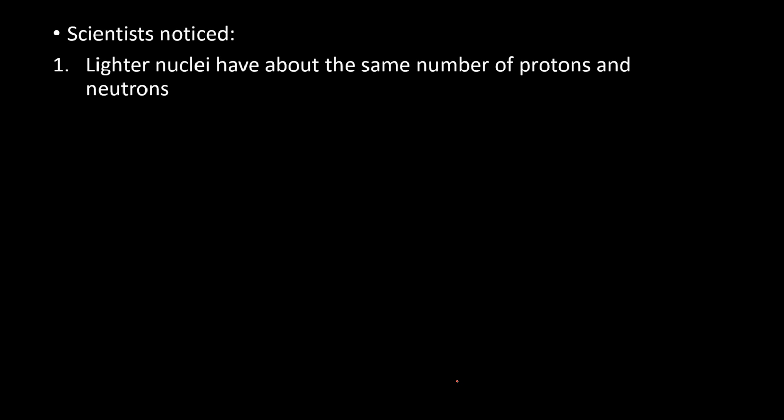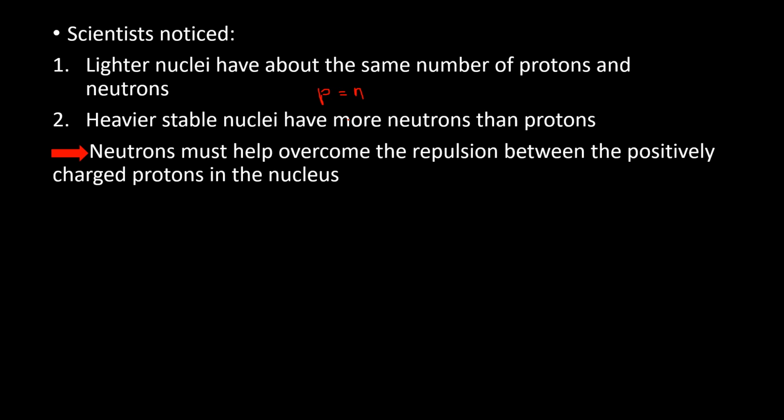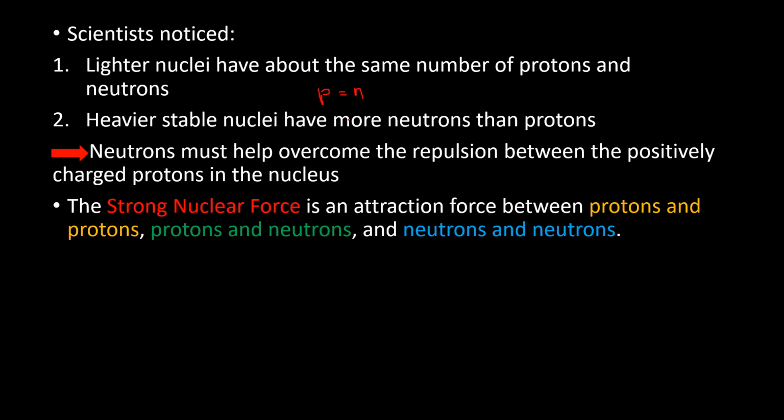Now, scientists noticed that lighter nuclei have about the same number of protons as neutrons. Carbon, for example, has 6 protons and 6 neutrons. However, heavy stable nuclei have more neutrons than protons. So this means that neutrons help make a heavy nucleus stable. That is, they help overcome the repulsion between the positively charged protons of a nucleus.